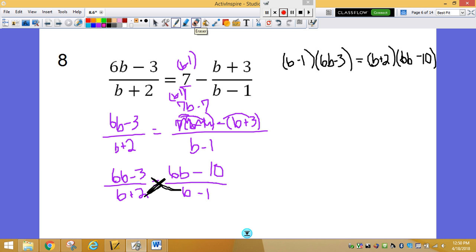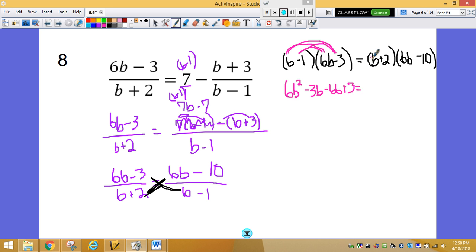Alright, now here comes the heavy math. Some of you were taught FOIL, some of you were taught double distribution. It means the same thing. I'm going to take this b and I'm going to distribute it twice. So b times 6b is 6b squared. b times negative 3 is negative 3b. Do the same thing with negative 1. I'm going to distribute and distribute. So I get negative 6b. Here, a negative times a negative is a positive 3.